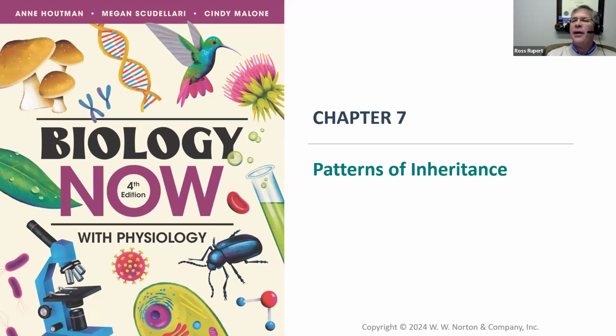Chapter 7, Patterns of Inheritance. Have you ever wondered why you look like your mom but not your dad? Have you ever wondered why when your puppy has little litters or your kitties, that they look like one parent but not the other? Or maybe they have traits in common with both? That is what we'll be talking about in this chapter.